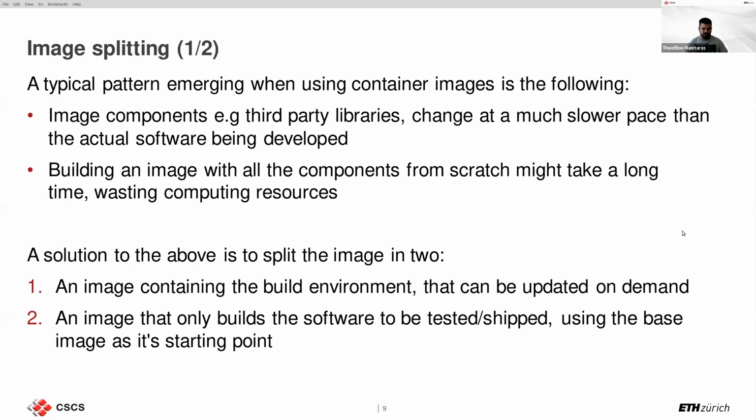So instead of having a very big container image that contains everything, you build an image that contains the build environment, and this image can be updated when you want to update the dependency or start using a newer container base image. And then you have an image that only builds the software that you actually want to test, using the first base image as its starting point. Let me show you what I mean.